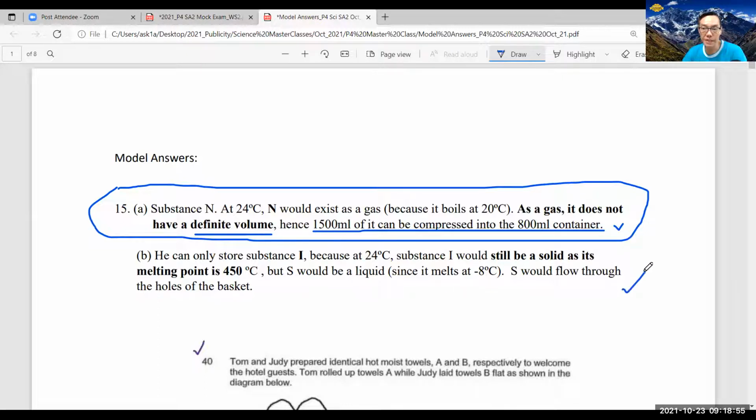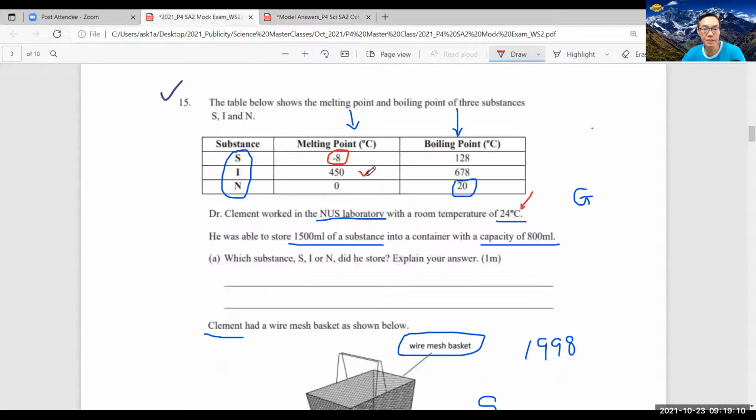So this is an excellent answer, which students need to learn how to present such scientific concept answers to the examiners, be it in P4, P5, and even P6. So let's continue to the next question.